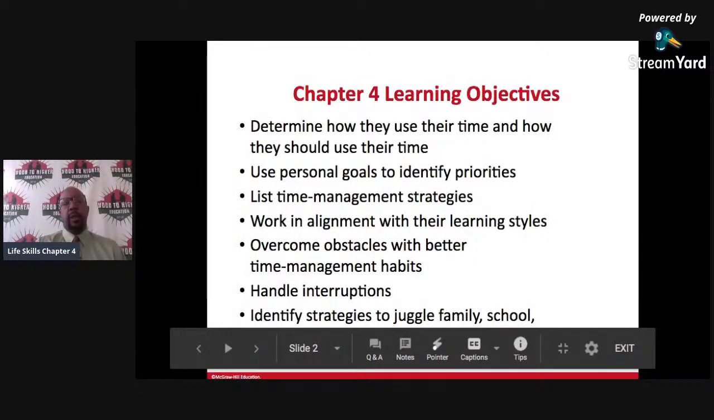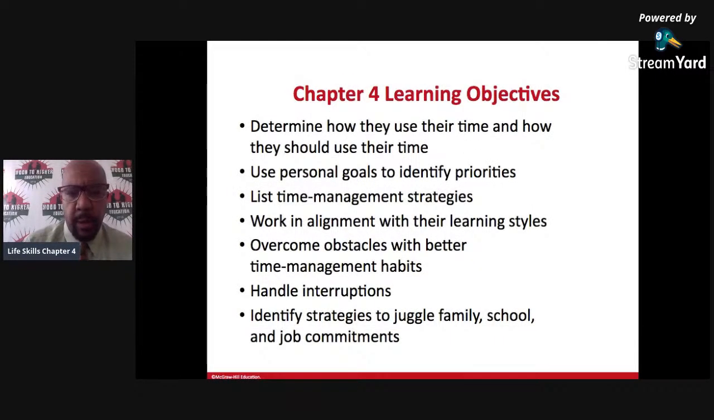In this chapter, the learning objectives are to determine how you use time, and how your time should be put to good use. You're going to use personal goals to identify your priorities, list time management strategies, work in alignment with your learning styles, and work to overcome obstacles with better time management strategies.